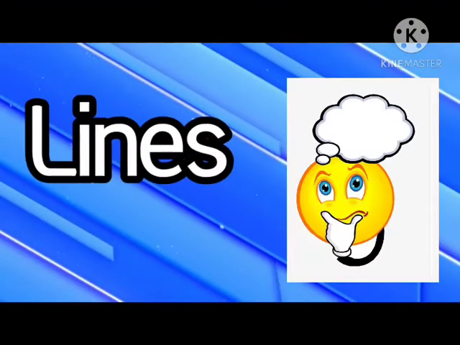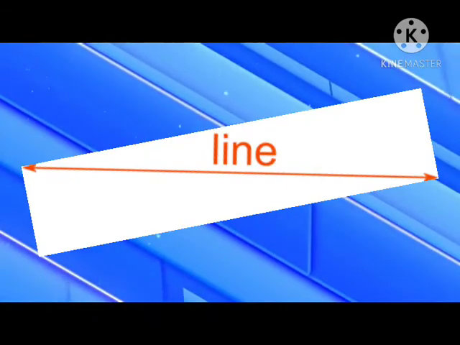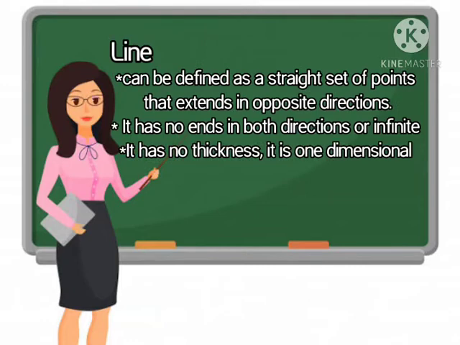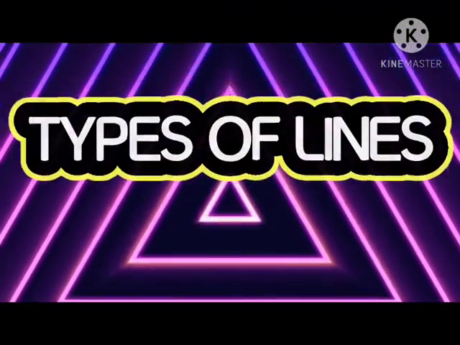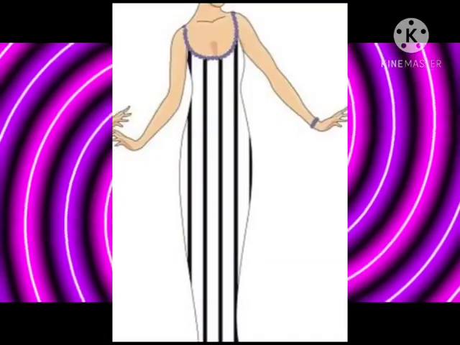And next is the line. Do you have idea what is a line? A line can be defined as a straight set of points that extend in opposite directions. It has no ends in both directions, or infinite. It has no thickness. It is one-dimensional. Do you know what line is this? It's a horizontal line. How about this one? This is a vertical line, just like the style of this dress.